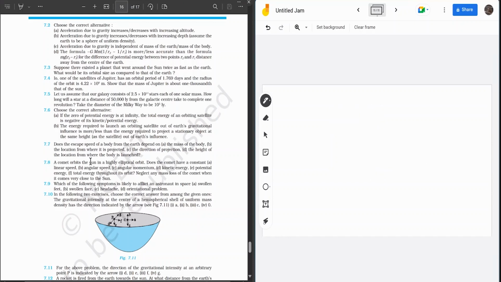A comet orbits the sun in a highly elliptical orbit. Thus, a comet has constant linear speed, angular momentum, kinetic energy, potential energy, total energy through its orbit, neglecting mass loss of the comet when it comes very close to the Earth. Okay. So with Kepler's second law, the linear speed of comet changes constantly. Okay, changes constantly.